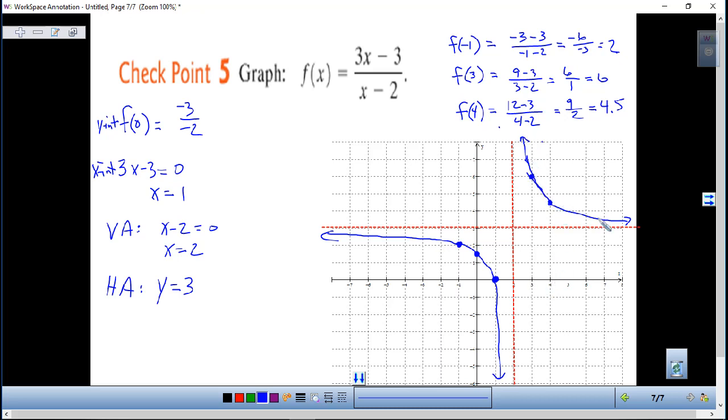And then that gives me the idea of how that thing's going to behave over on that side of the vertical asymptote. So you need to pick some numbers on each side of all the vertical asymptotes and outside of the vertical asymptotes as well, just to get an idea of what the thing's going to look like.